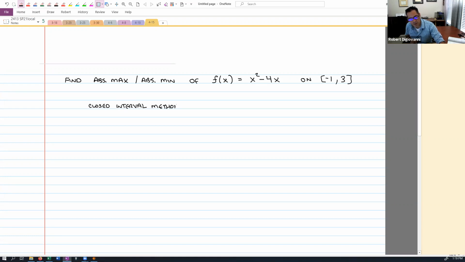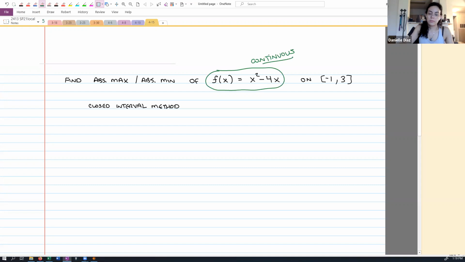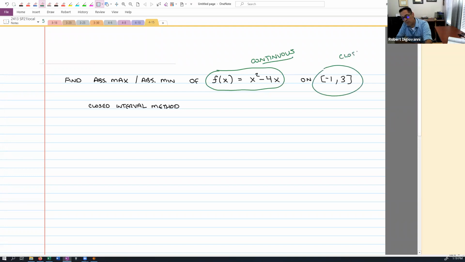Now, the reason I'm using the closed interval method is because first, my function is continuous. Can somebody tell me why you know it's continuous? It's a polynomial function, right? All polynomial functions are continuous. We discussed that way back when we were talking about what makes functions continuous, many sections ago. So we're happy about that. And then the next condition you need is a closed interval. And we have that, right? If we have a continuous function on a closed interval, then we can use the closed interval method.